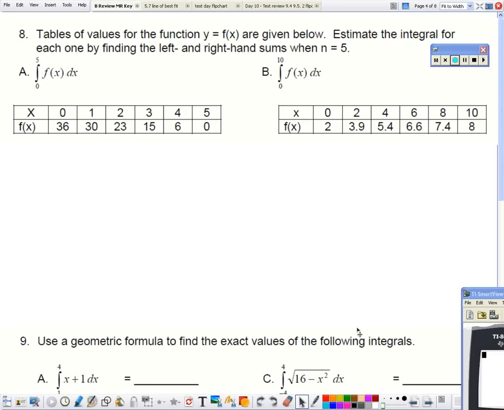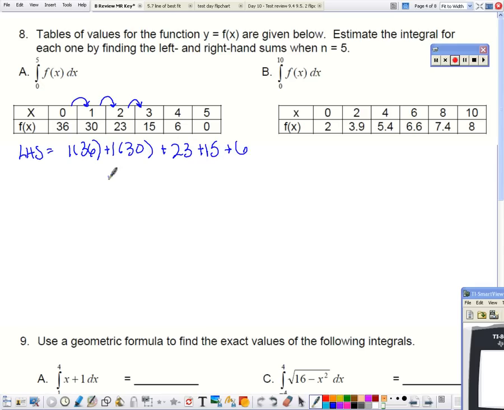Okay, so to find the left and right hand sums when n is 5, I'm going to look for 5 intervals. So I see here we go from 0 to 5, so each change in x is my interval. So the left-hand sum is 1 times 36 plus 1 times 30 plus 1 times 23 plus 1 times 15 plus 6. We're going to add all of those up, and we get 110.